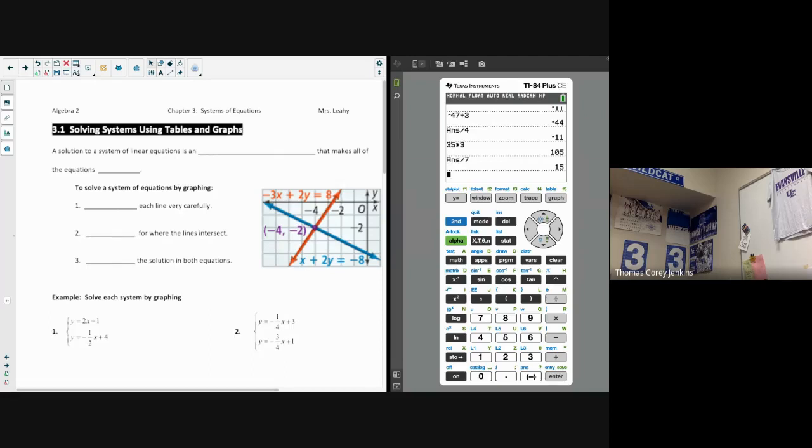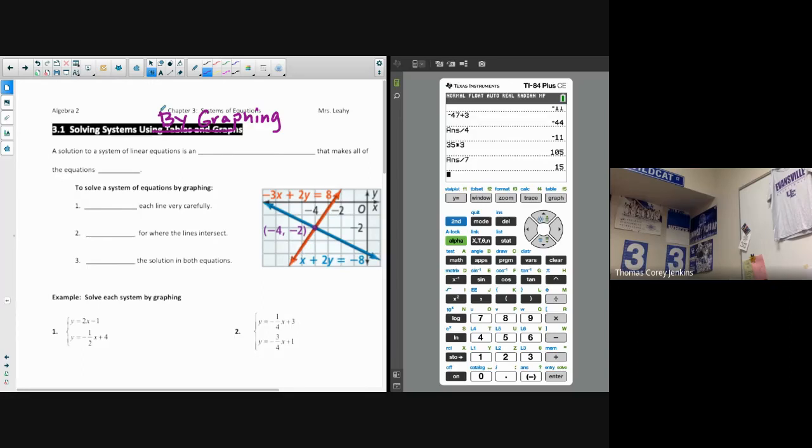This is going to be your first lesson from Chapter 3. It is called Solving Systems Using Tables and Graphs. Really, for all intents and purposes, it just should be called Solving Systems by Graphing. Sometimes these textbooks can get a little bit fancy. Well, we'll look at some tables and stuff, but in general, we're thinking about solving systems by graphing, which you've done in Algebra 1.